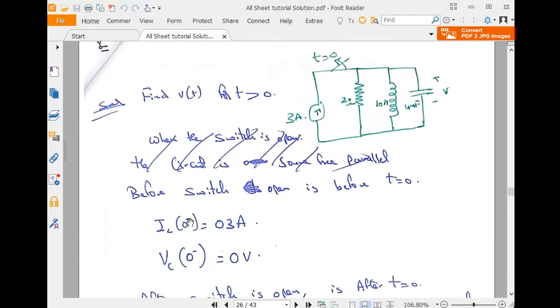That's why the IL of 0 is 3 as it is. The same source will flow like this. Okay. Now VC of 0 equal to 0. Okay. Here short circuit, then the voltage across this will be 0.